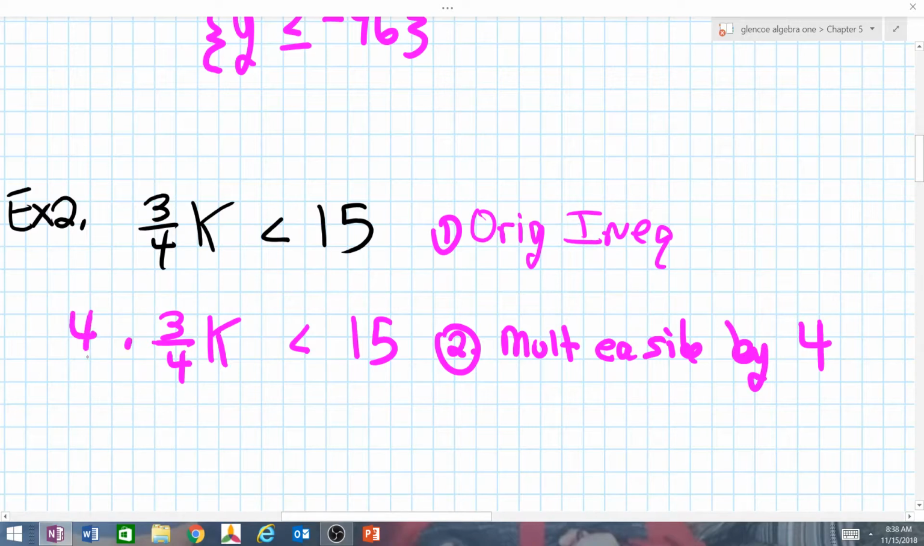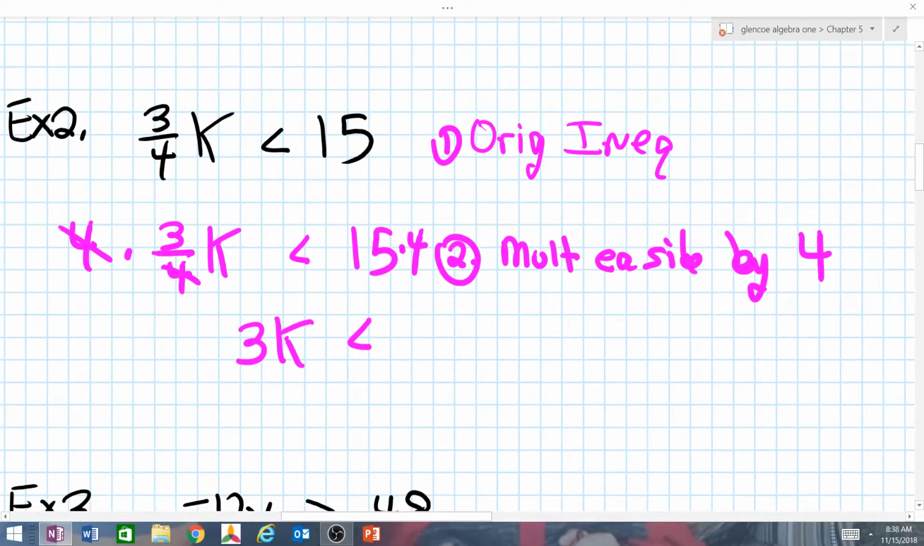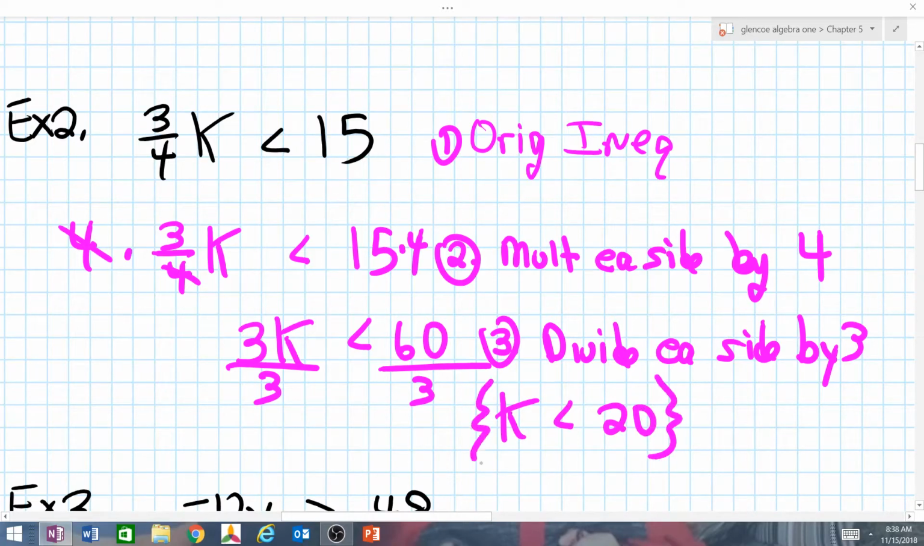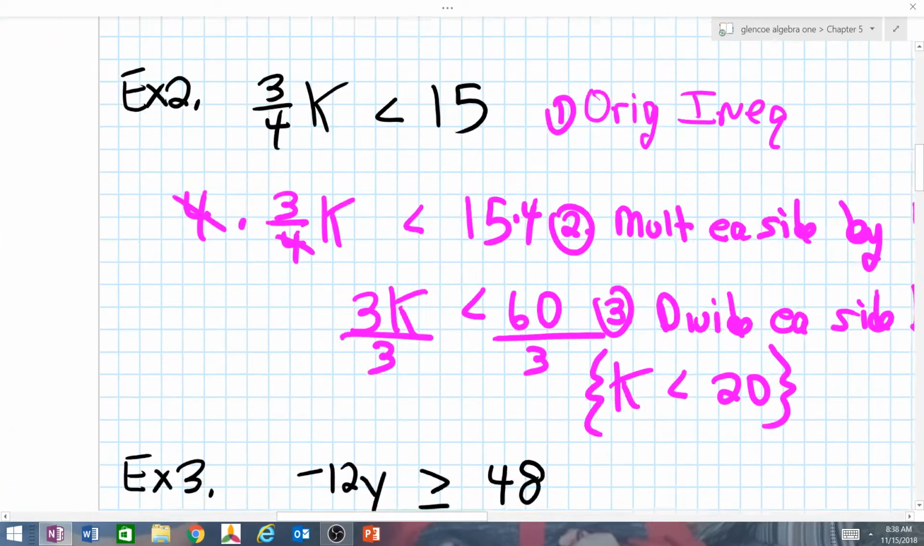And when you multiply each side by 4, you can eliminate the fraction, and now you get 3k is less than 15 times 4 is what? 60. And now what do you have to do in the next step? Divide. No, we're not flipping the sign because we're not multiplying or dividing by a negative number. Divide each side by 3. And we get k is less than 20. Are you with me? Okay, so let's give you a couple to try.